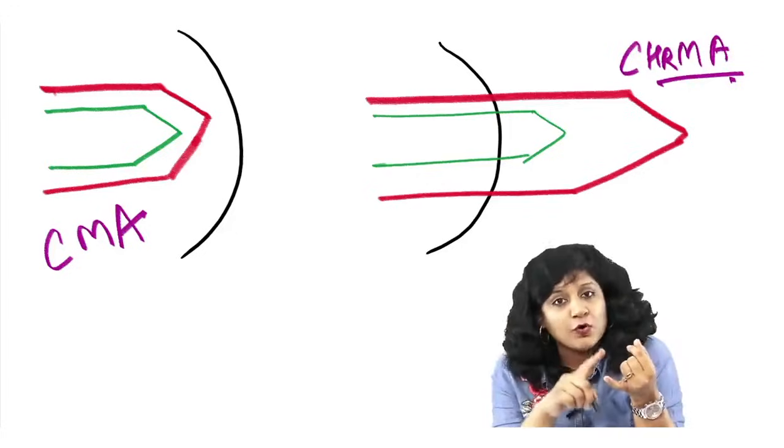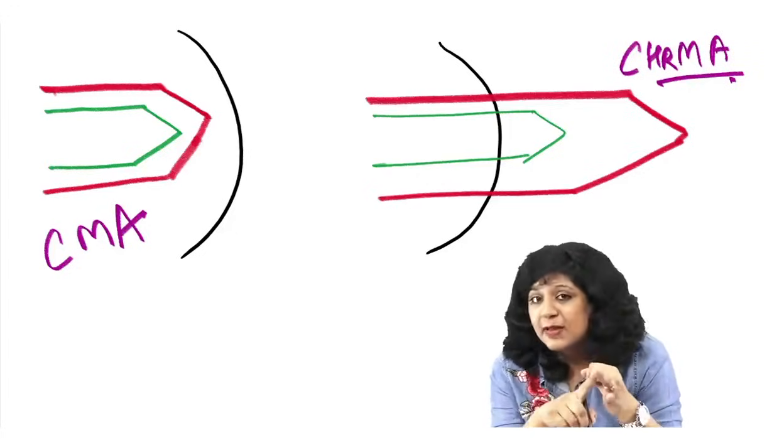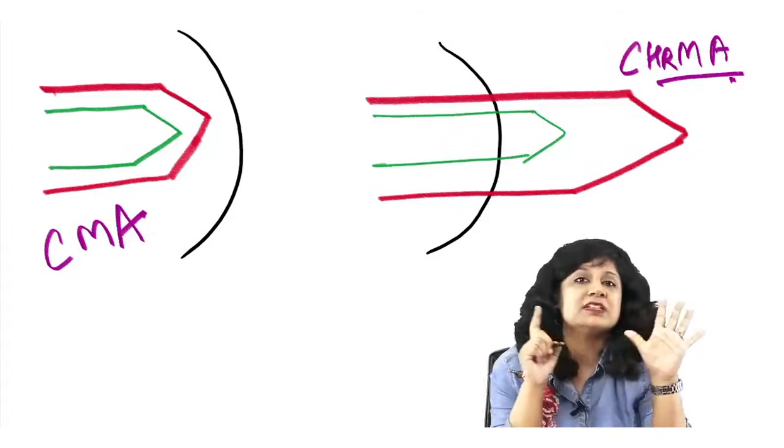So now you know what is astigmatism, what is regular astigmatism, what is irregular astigmatism, what is with the rule, against the rule, what is simple and what is compound.